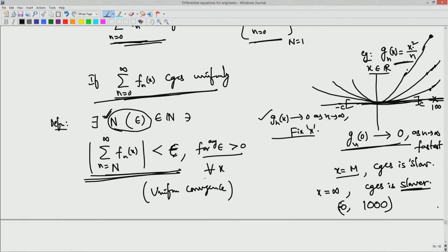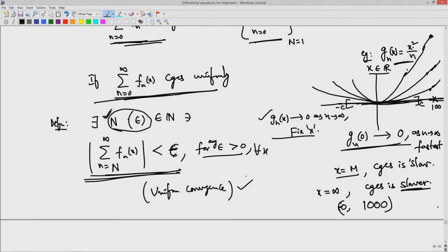If this n exists that depends on both x and epsilon, then you say that it is pointwise convergence. Once I remove the dependence on x, so that it works for every x, then pointwise convergence becomes uniform convergence. That is the difference.